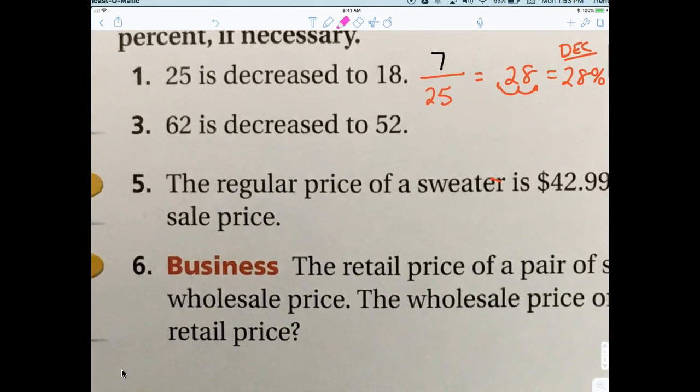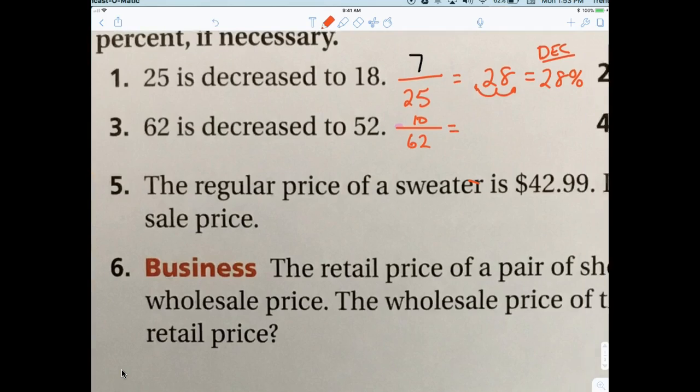Number 3, okay, Bradley, I went from 62 to 52. That's changed by 10. So now everybody writes down on your paper 10. And you have the fraction bar. So it'd be 10 over what? 62. Let Bradley do it. 10 over 62. And then what decimal is that?